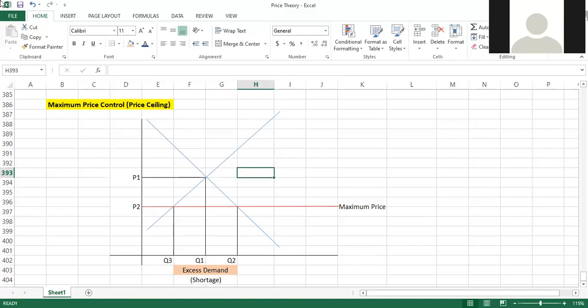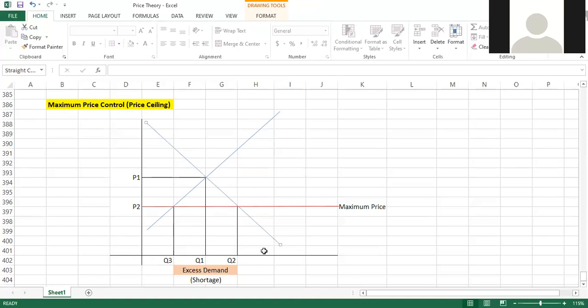Otherwise, what can happen in the market? There can be a very unfavorable market condition. What is that called? Black market. Black market conditions can arise. Black market means what? That is an illegal market condition. Some suppliers try to sell the product at a very high price. Why is that? Since there is a shortage in the market.